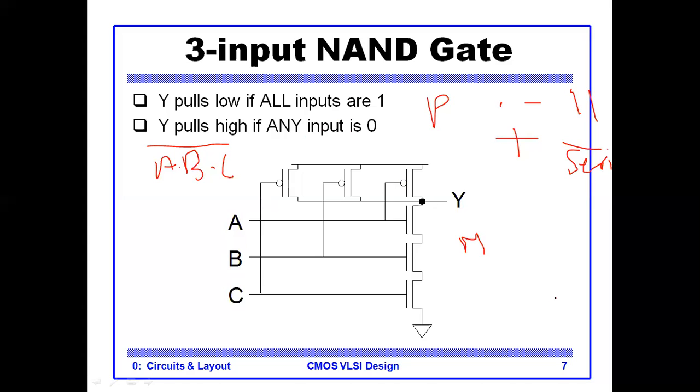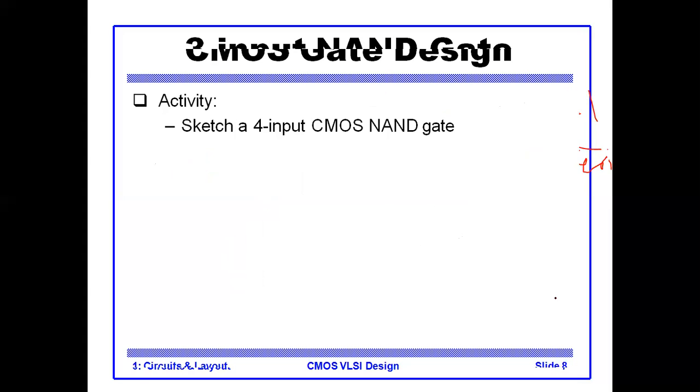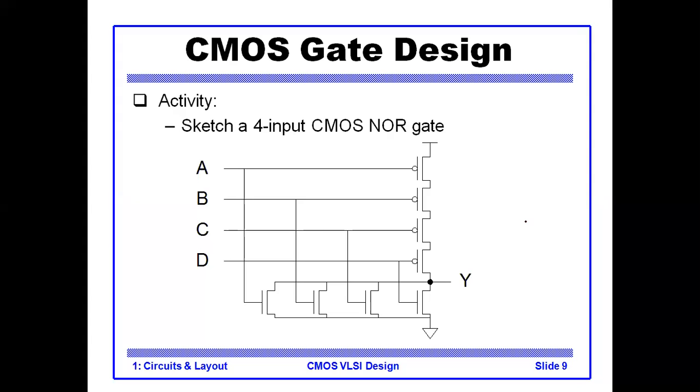So I hope everyone has understood these topics, how to implement the CMOS logic design with different logic gates. So all of you have to complete this task at home. Write down a sketch of a 4-input CMOS NAND gate, and also draw the sketch of a 4-input CMOS NOR gate.